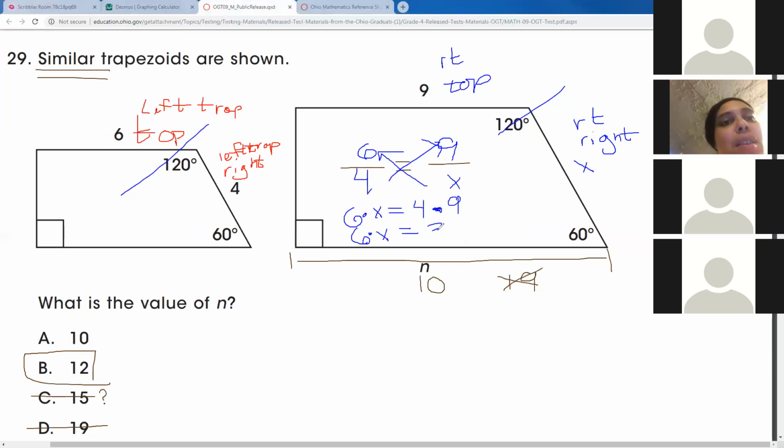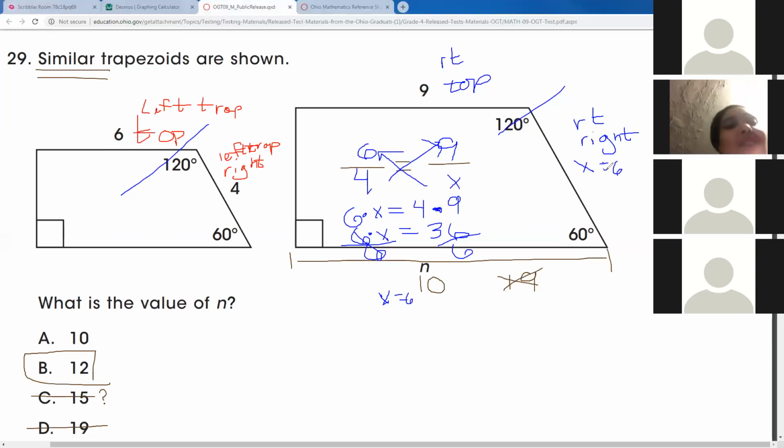So 4 times 9 is 36. And then we do opposites. Opposite of multiplying by 6 is divide. Like I said, doing it the long way actually takes quite a while. Oh, okay, but it's good to know.